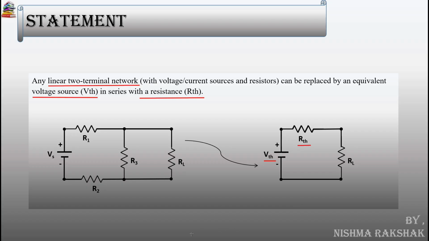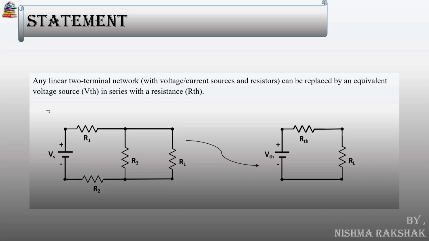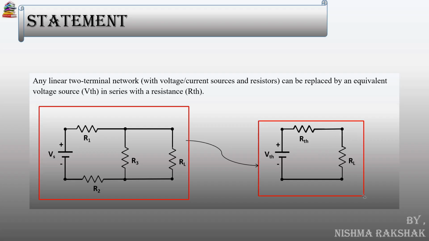In simple words, instead of analyzing a big messy network, we can represent the entire circuit by just one voltage source and one resistor. On the left hand side of the screen, you can see the original complex circuit, and on the right hand side is its Thevenin's equivalent, a single voltage source VTH in series with RTH connected to the same load resistor RL. Isn't it that simple and elegant?